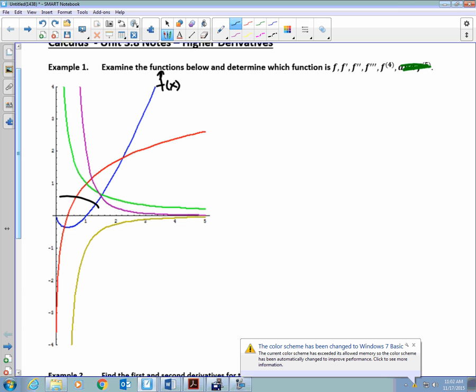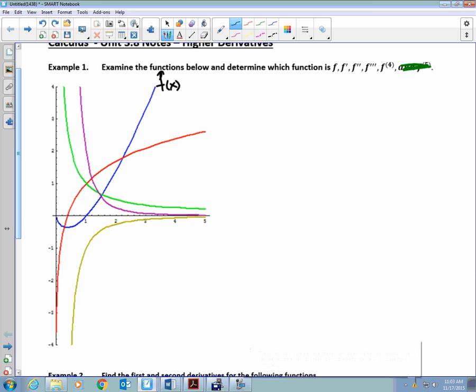I'm really looking at these too because the red one crosses the x-axis where this has a derivative equal to 0. But you also need to look at, like I said, where the derivative is positive, where it's negative, where it's increasing, where it's decreasing. So we have f of x is the blue function. Which one is the derivative? The red function. Okay. Now we want to find f double prime.